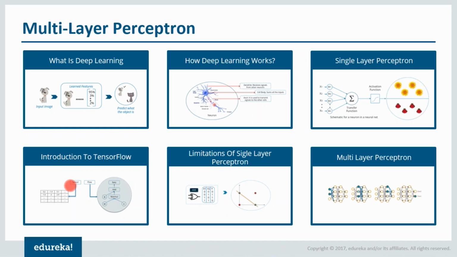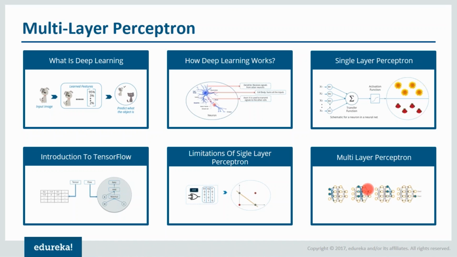Then I introduced you to TensorFlow. We understood various code basics of TensorFlow. We understood what exactly tensors are as well. Then we focused on various limitations of single layer perceptron, and we took an example of the XOR gate in which I told you that if the data points are not linearly separable, then we cannot apply single layer perceptron. Then I introduced you to multi-layer perceptron that overcame the limitations of single layer perceptron.